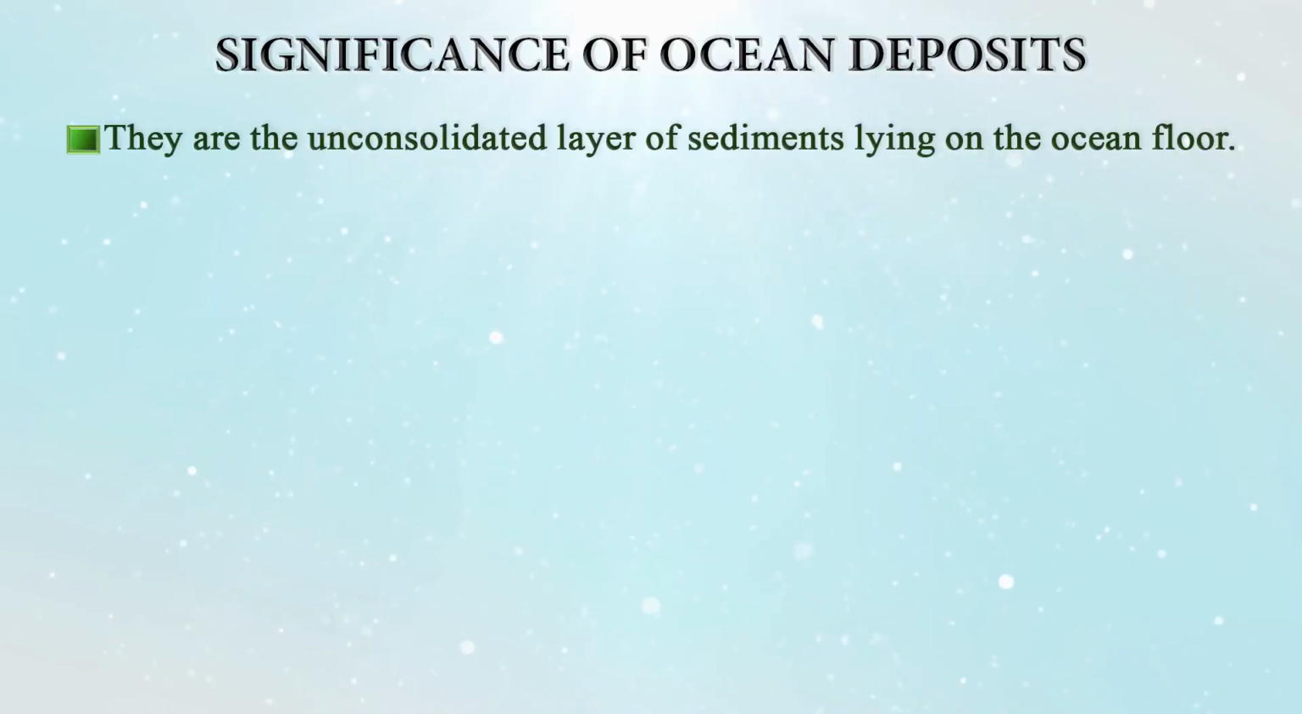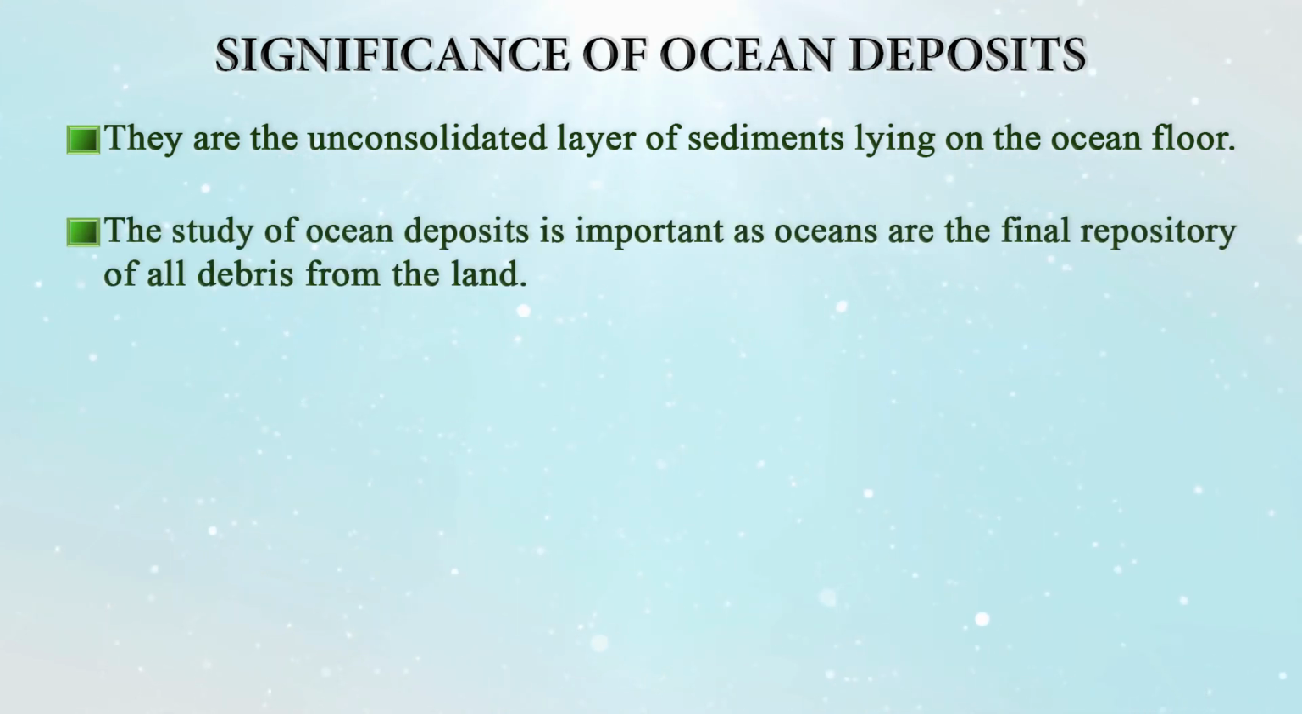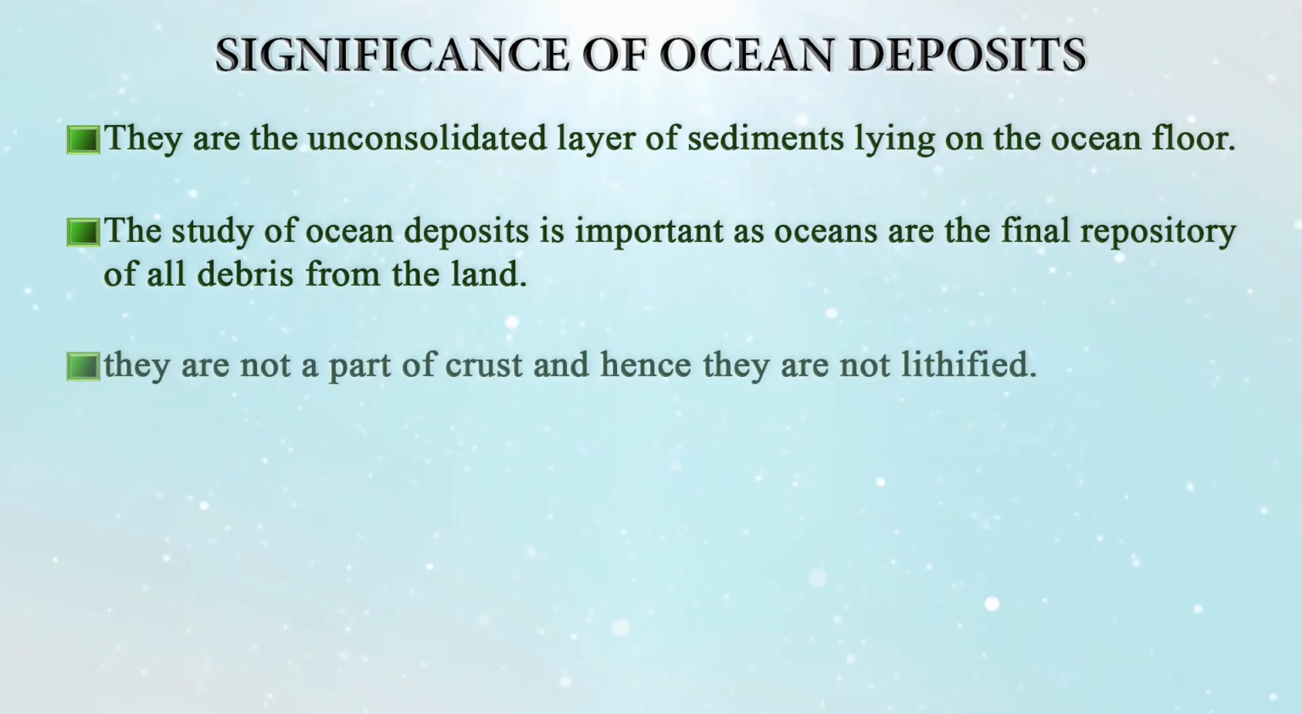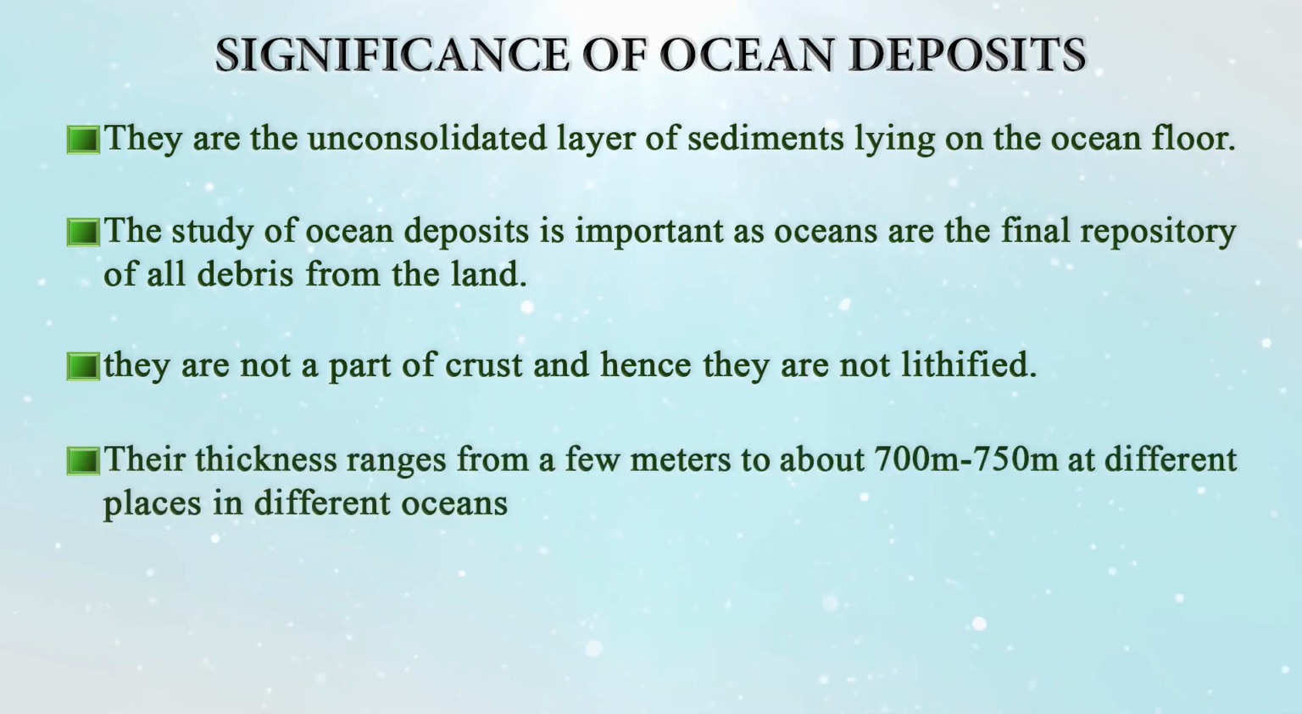So what are ocean deposits actually? They are unconsolidated layer of sediments lying on the ocean floor. And its study is important because oceans are the final repository of all debris from the land. They are not a part of crust. So ocean deposits, as I told you, are unconsolidated layer of sediments. So they are not a part of crust and hence they are not lithified. And their thickness ranges from a few meters to about 700 to 750 meters at different places in different oceans.